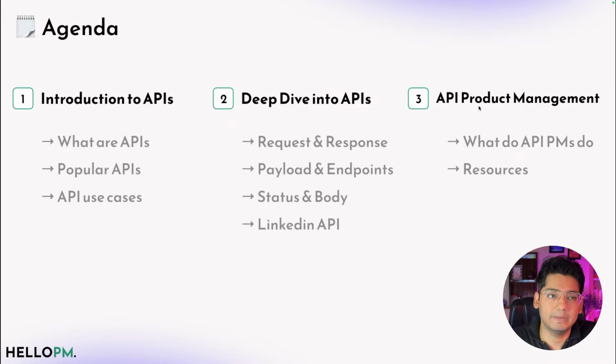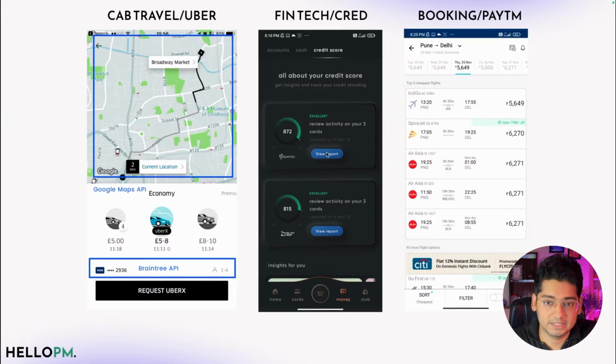And then we'll talk about API product management, as in if you are a product manager, what are the responsibilities that you have, like a high level overview of responsibilities that you might have as a product manager who is managing an API. And then I'll also give you some resources so you can take your learning to the next level. So this is going to be the agenda for today. Let's go ahead and start the session.